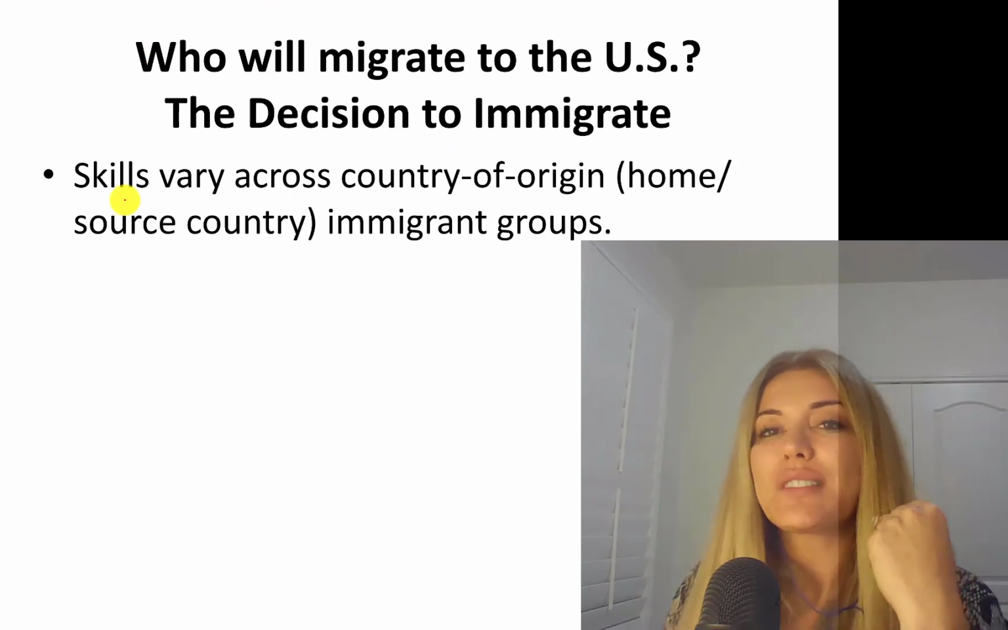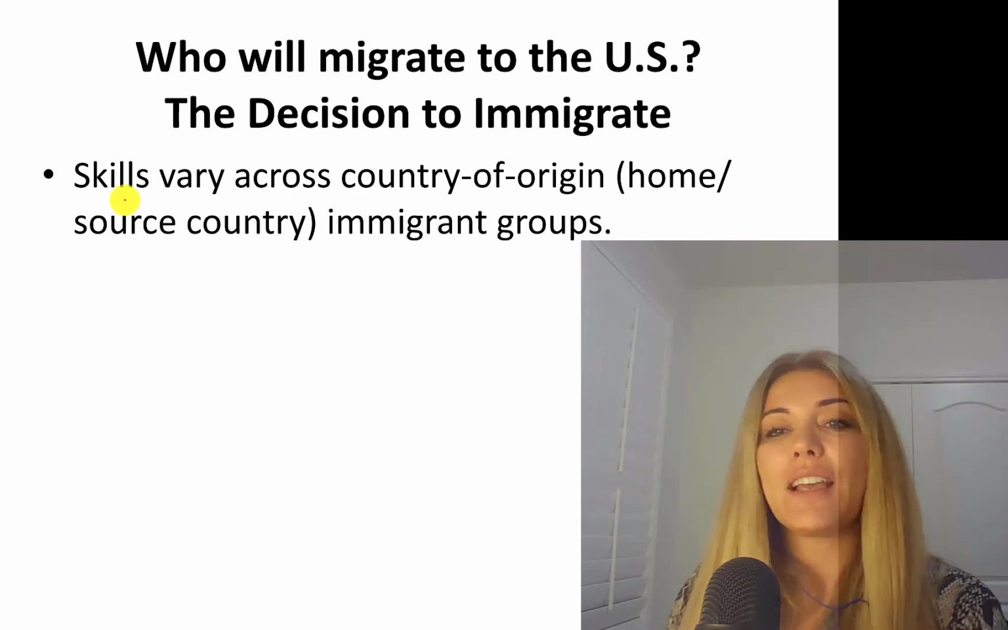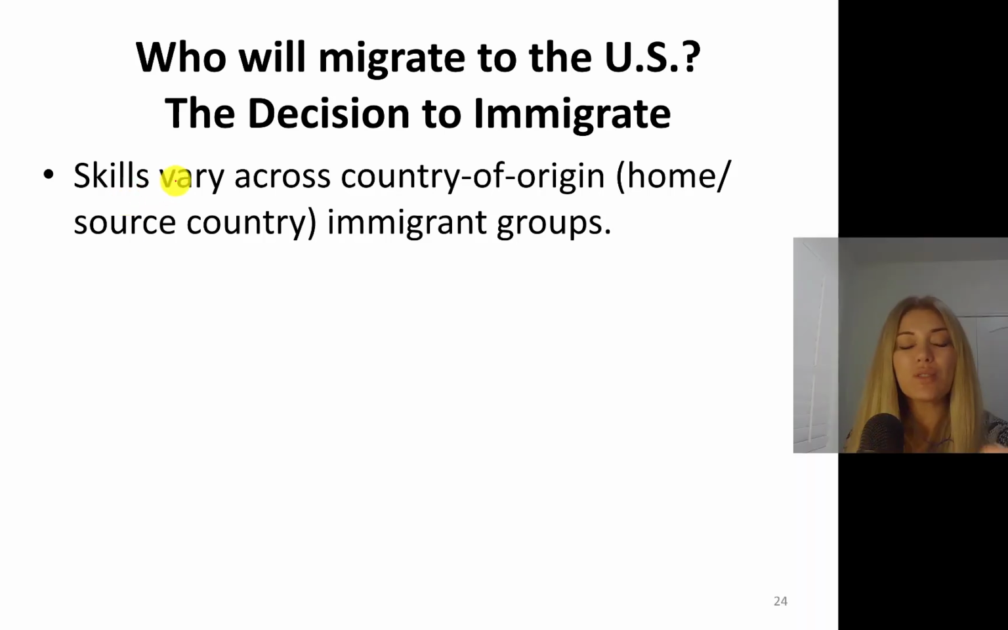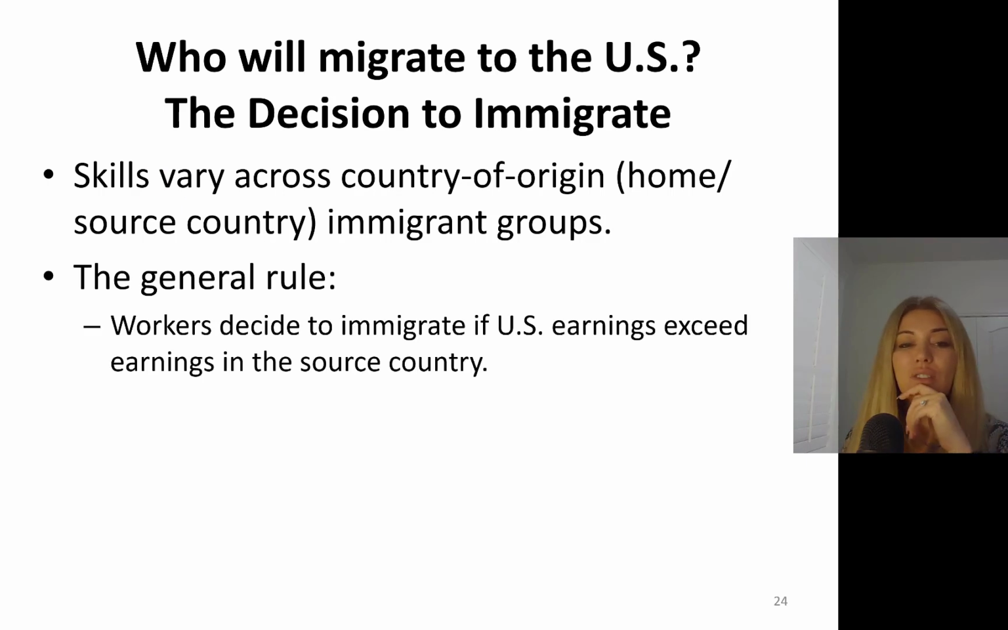Skills vary across different countries of origin and the country of migration. So home source country immigrant groups have different skill composition. The general rule for migration is this: workers decide to immigrate to the United States if their earnings in the United States exceed their earnings in their source country, their home country. Makes sense, right?